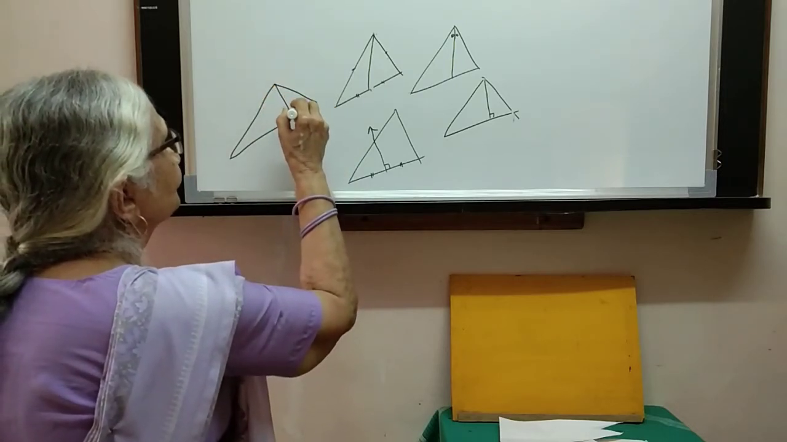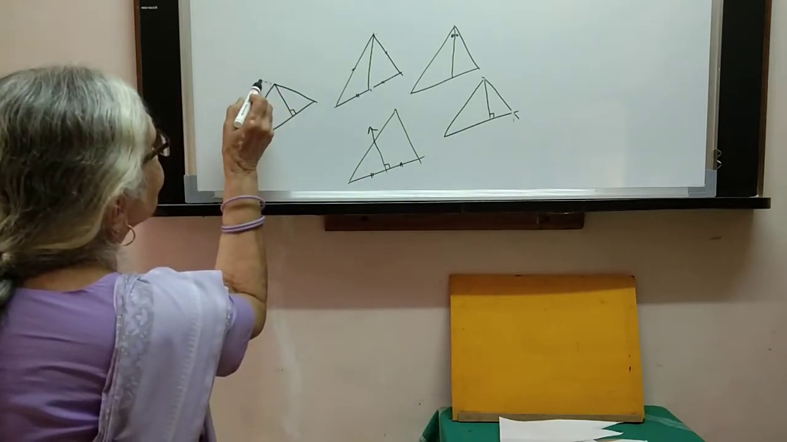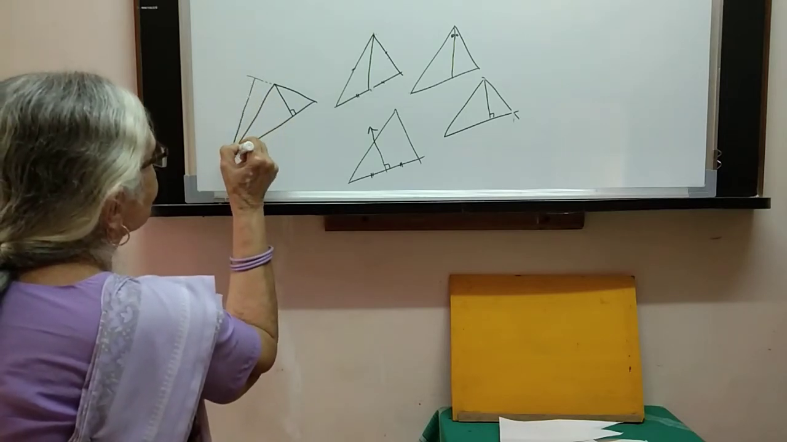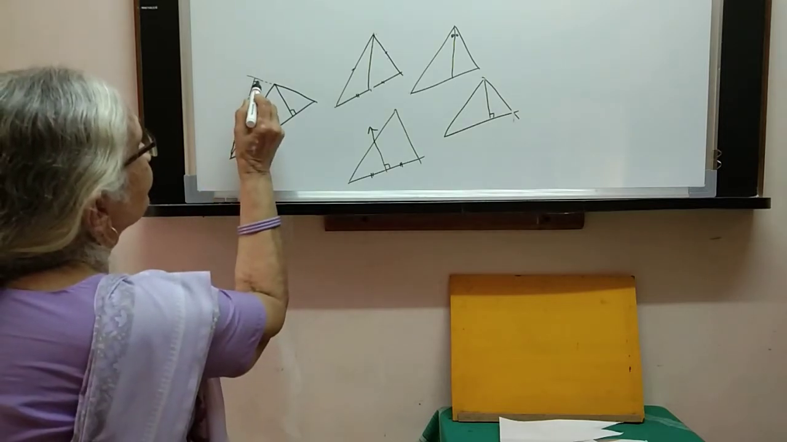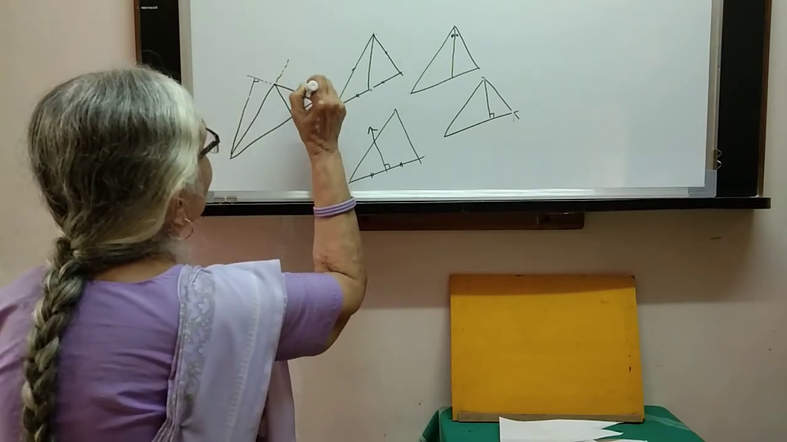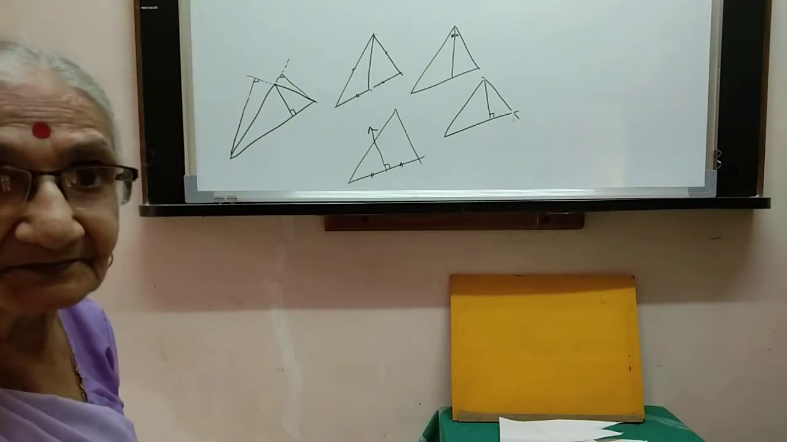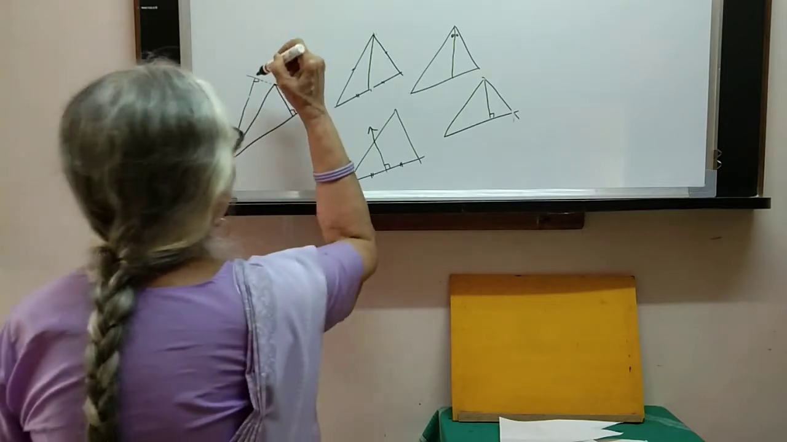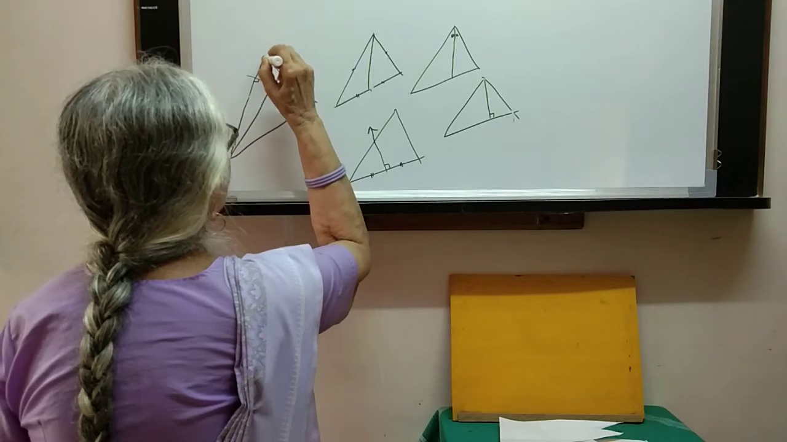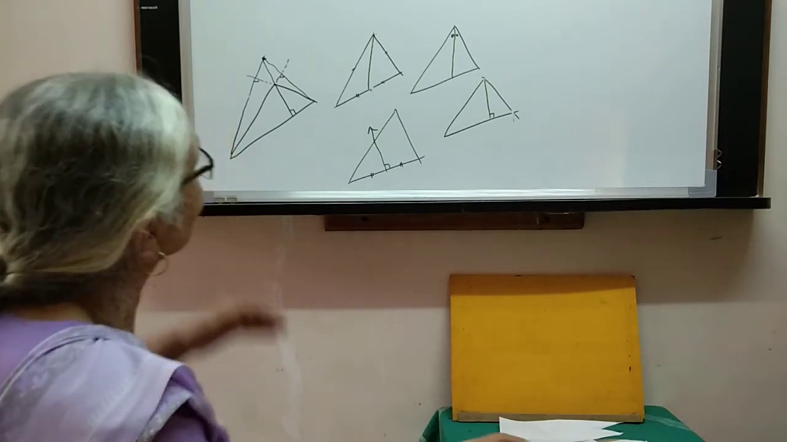Here is an altitude. This is fine. But now if I want an altitude to this, I will have to take it somewhere here. And an altitude to this will be somewhere here. Well, they're not concurrent, or we don't see them. You can see that they are all concurrent, but they are concurrent outside.